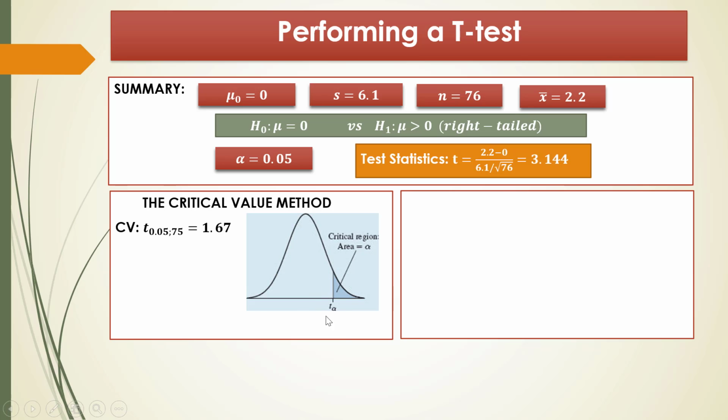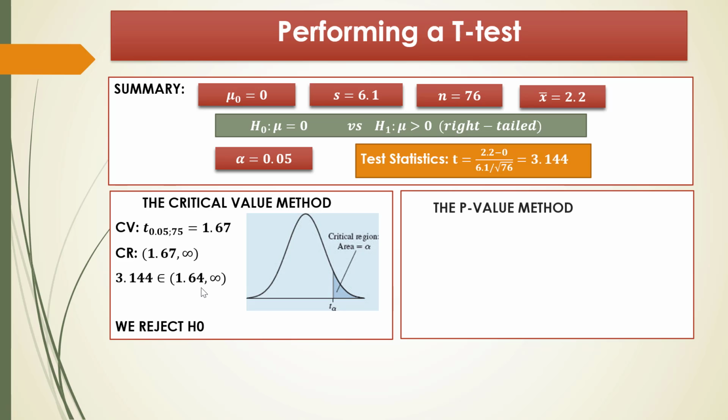So on the picture, this is the student t curve. t alpha here is 1.67. The critical region is the area to its right. And we see that the critical region is 1.67 to infinity. And the test statistic is 3.144. 3.144 does fall into the critical region. So we reject the null hypothesis.